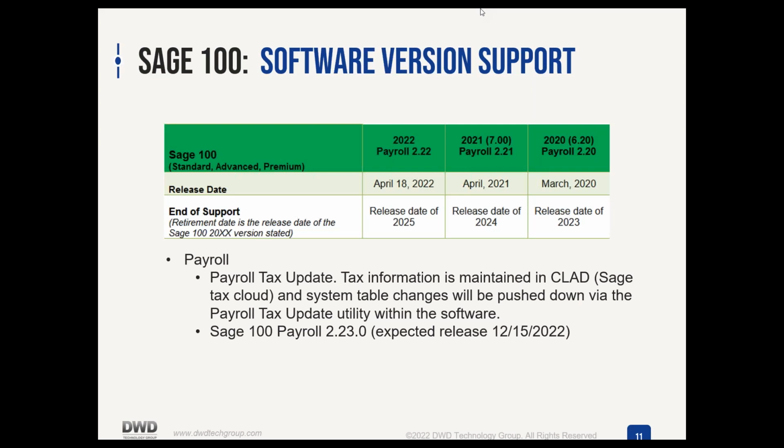And you'll notice some end of support dates. So the theory behind all that is that the retirement date of a version is going to be the release date of the said version plus 2, basically. So when 2025 releases, then Sage 100 version 2022 will no longer be supported by Sage.